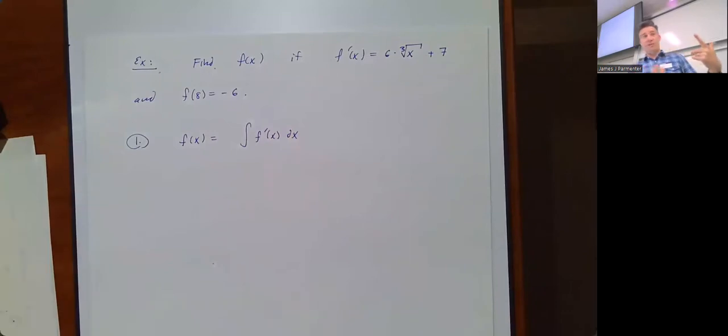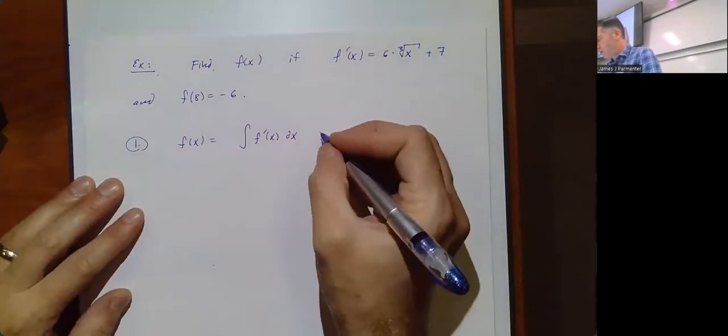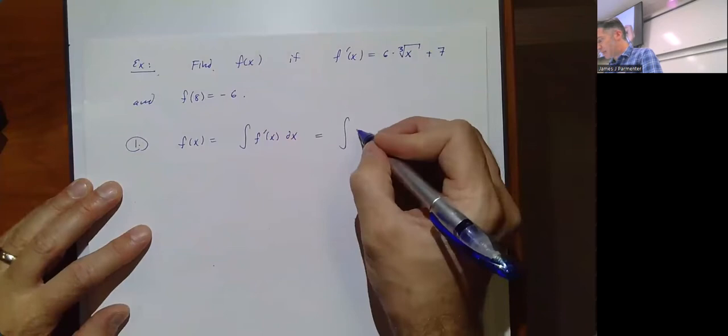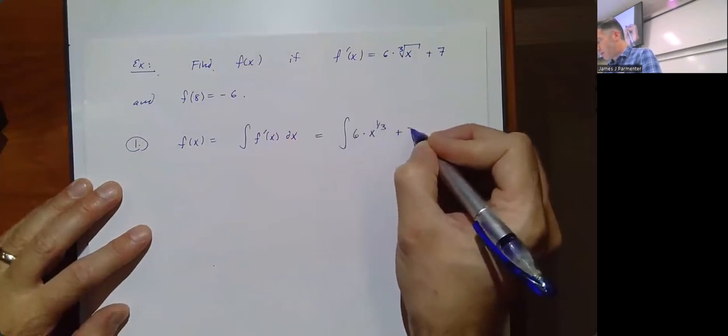That is, again, say this 1,000 times, the very nature of what's going on. You take the derivative of a function to get the derivative. You take the antiderivative of the derivative to get back to the function. So we're going to anti-differentiate. Let's rewrite this as 6 times x to the 1/3 plus 7.